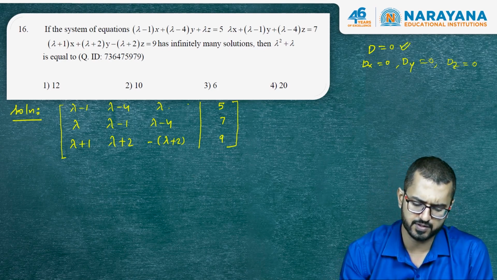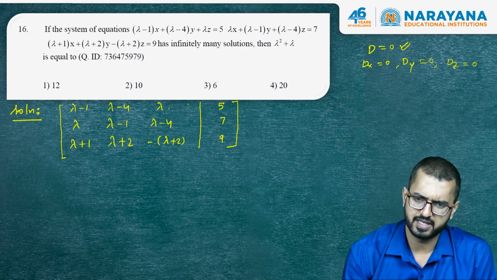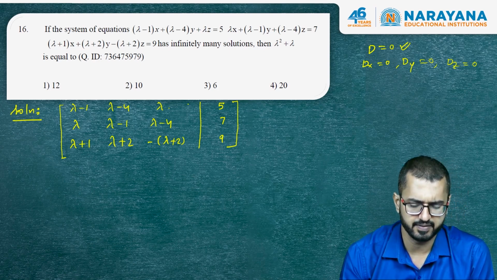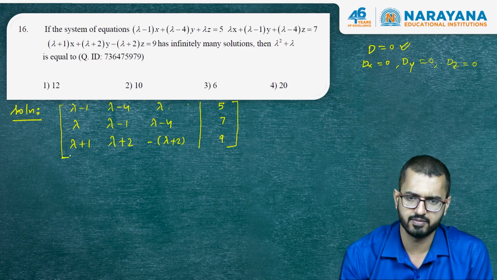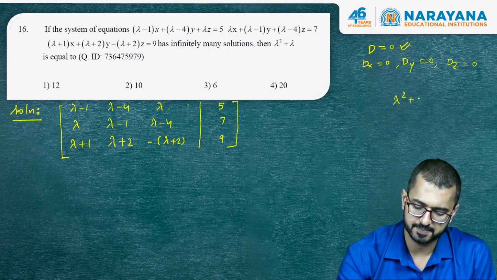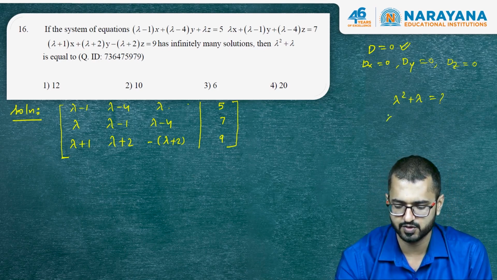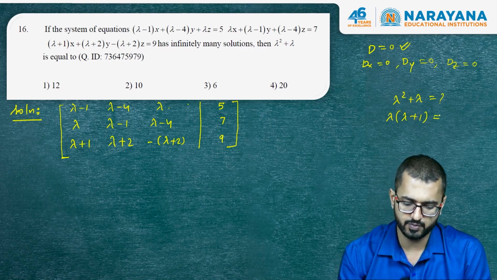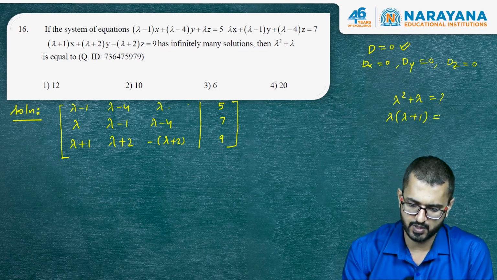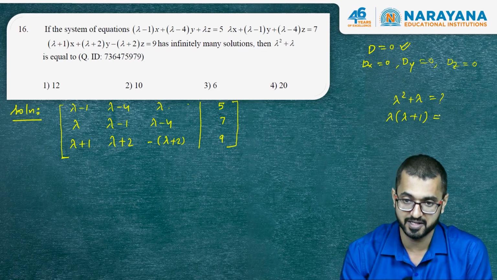Of course, everyone knows how to solve this by applying some row and column operations, but now I'll try to solve it another way. They want the value of lambda square plus lambda. That is lambda into lambda plus 1. Looking at the given options, we should be able to write each as a product of two consecutive numbers. Another way of getting the value of lambda directly is by using row and column operations.